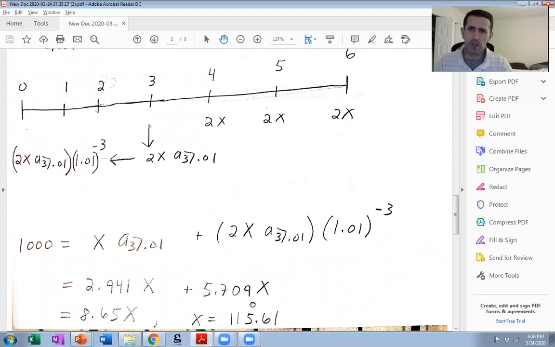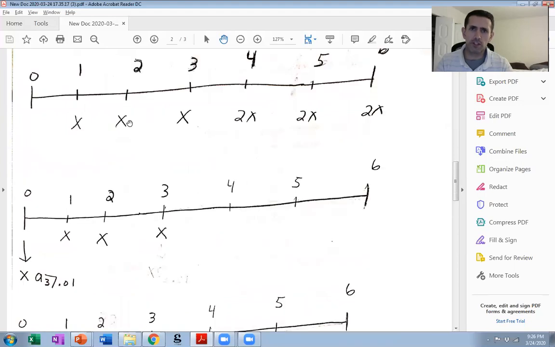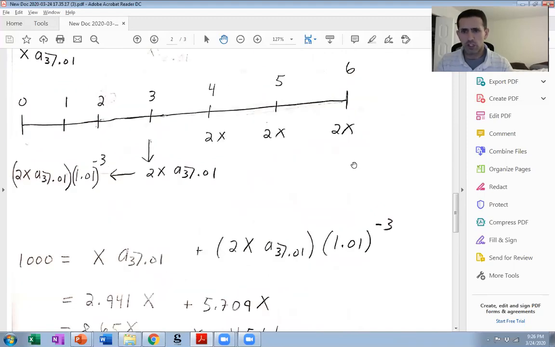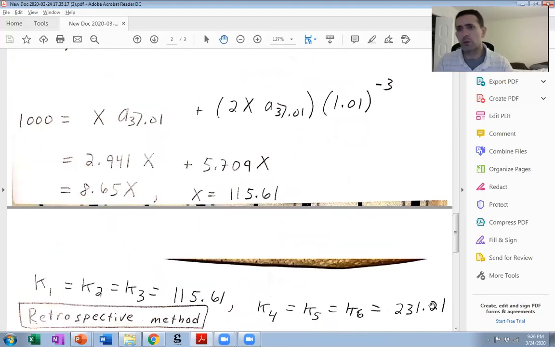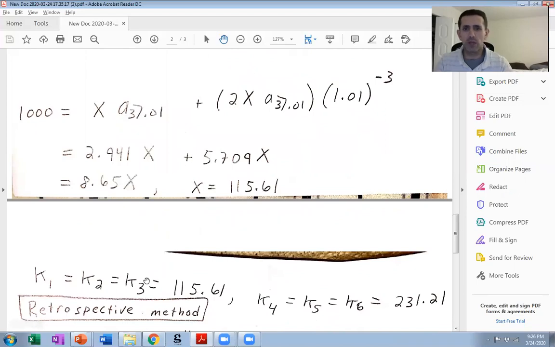Okay. So that means that these three payments are 115.61, and these three payments are 2 times 115.61, which is 231.21. K1, K2, K3 is 115.61. K4, K5, K6 is 231.21.